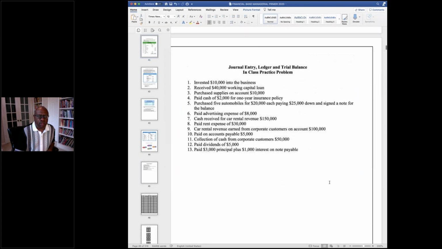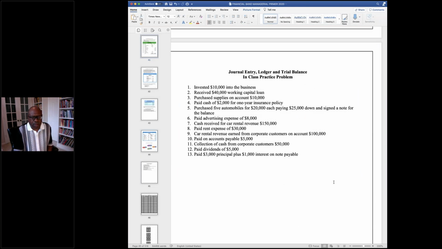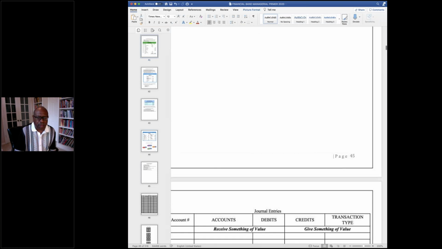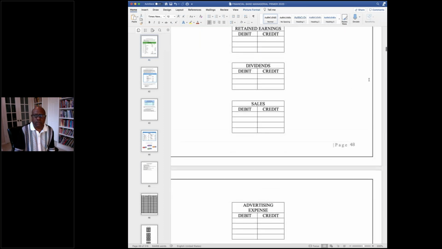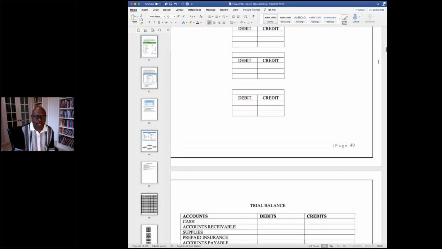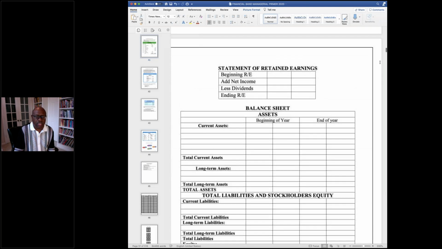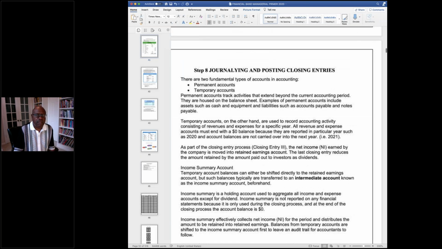And we will be working this journal entry practice problem, a little more comprehensive, at the next class period. So you should go ahead and be working this problem out. Have all of this ready for me next class period.